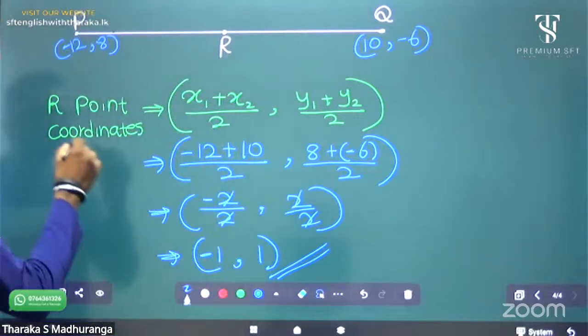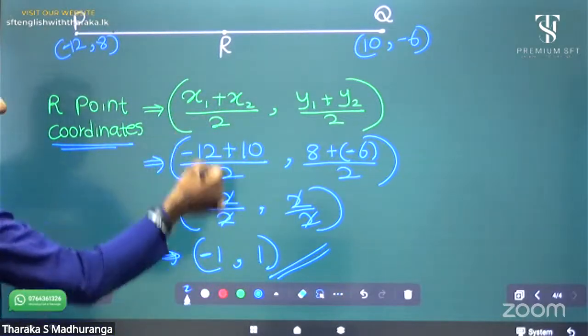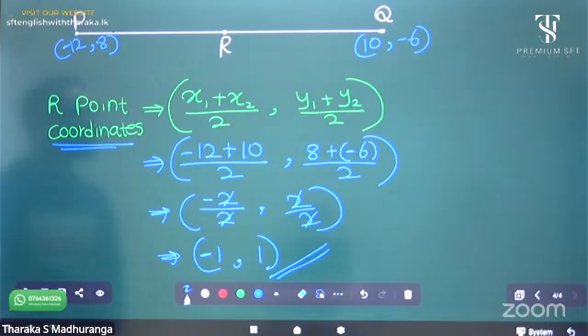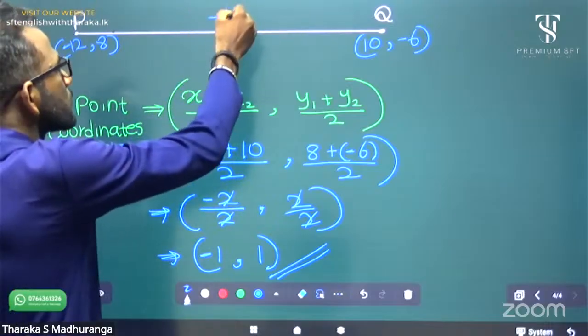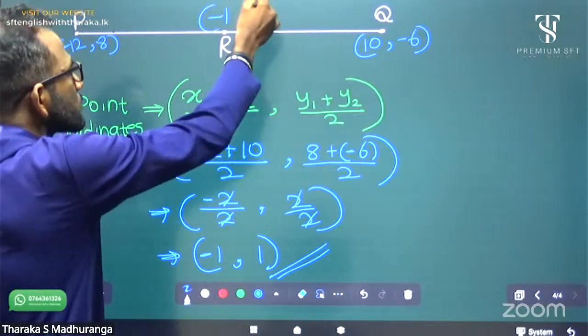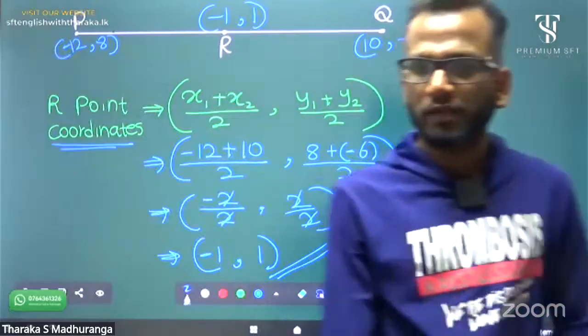The R point coordinates are minus 1, comma, plus 1. Minus 1, comma, plus 1.